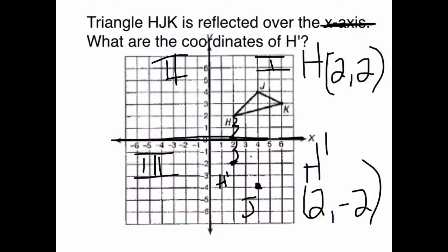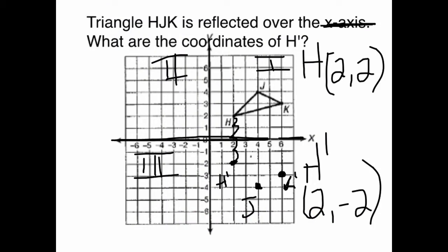K prime will be at 6, negative 3. Now, if I draw this, I see that I flipped this. So the orientation has changed a bit. It's just been flipped over. And our triangle's been moved from quadrant 1 to quadrant 4. So just keep those ideas in mind as we practice. Let's go on to our next one.